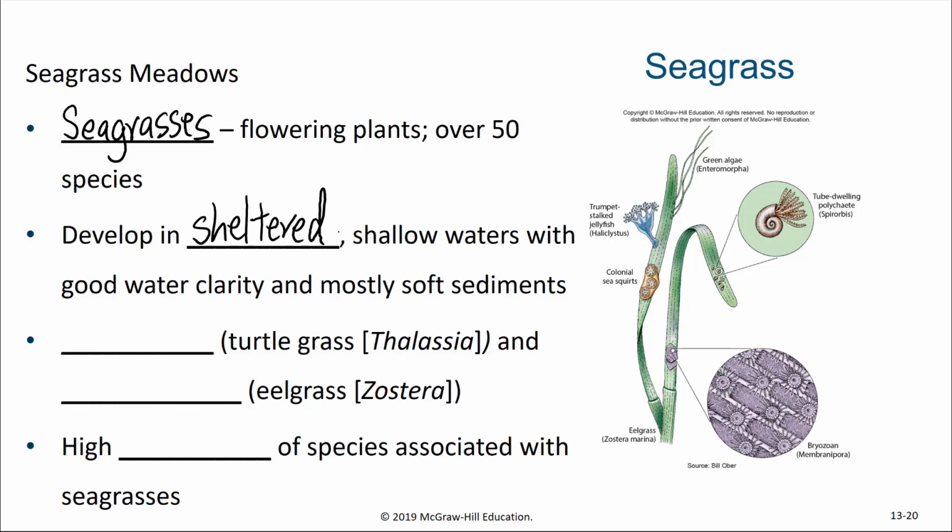In tropical areas, the most common is turtle grass, from the genus Thalassia. And then, in temperate waters, eelgrass from the genus Zostera. There is a high diversity of species associated with seagrasses, including organisms that live on, around, and within the seagrass beds themselves.